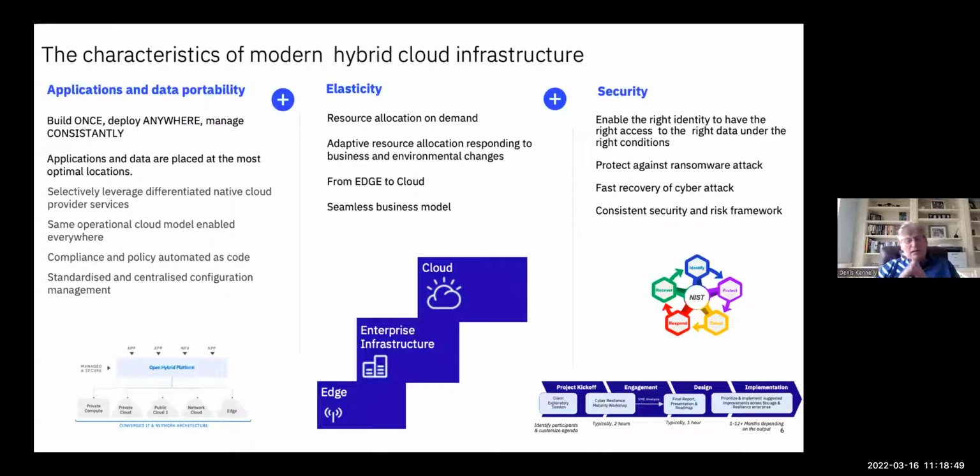And last but not least is security. Clearly, in the world we live in today, and even more so in what's happening right now, security has to be core to everything we do. And being able to identify the right access. I talked about the perimeter. The traditional approach was to build a perimeter, but there is no perimeter today. It's really all about access, to the right people or the right applications or the right data in the right environment, and being able to manage that consistently across the environment.